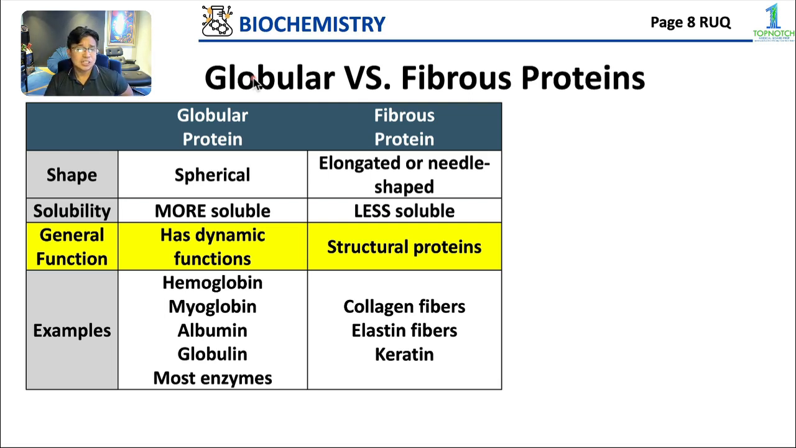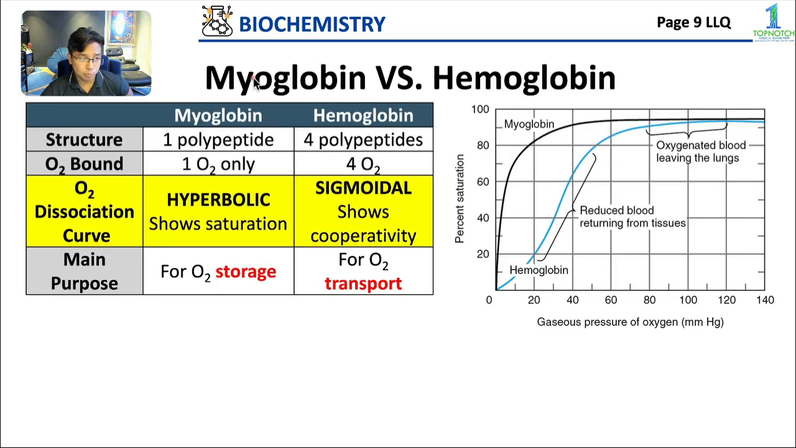Now, let's have first our attention on our globular proteins, for examples, mainly our myoglobin and your hemoglobin. So, a myoglobin is only a tertiary protein, but a hemoglobin, as mentioned, is a quaternary protein because it has 4 polypeptide structures. Myoglobin can only bind 1 oxygen, while hemoglobin can bind 4 molecules of oxygen. Myoglobin is in the hyperbolic state kapag nag-dissociate siya with oxygen.